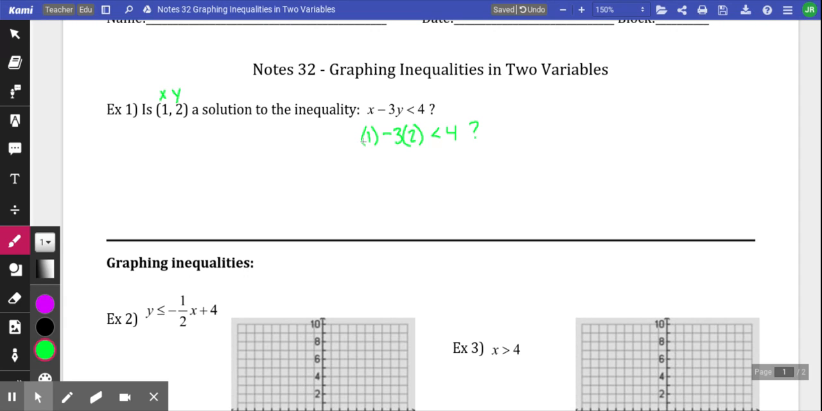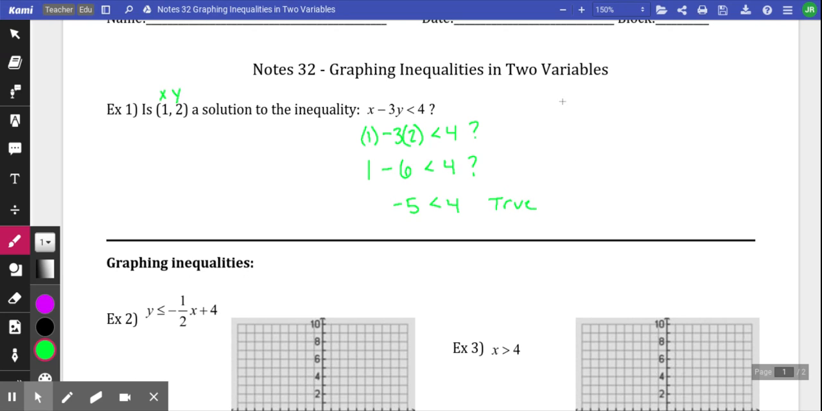So if you need to, you can feel free to use Desmos to evaluate the left-hand side, just typing this in. All right, but Desmos follows order of operations, which means it's going to leave the 1 alone. And then minus 3, a negative 3 times a positive 2 would give us a negative 6. This is really going to be 1 minus 6. So is that less than 4? So 1 minus 6 is negative 5, which is less than 4. That is a true statement.